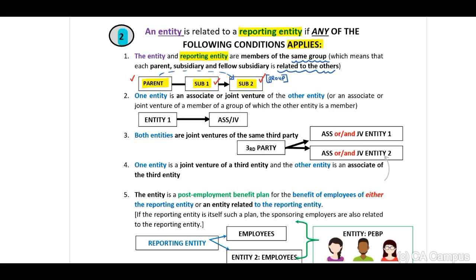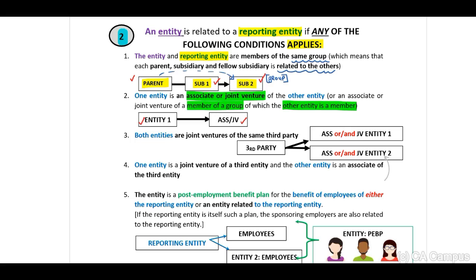Therefore, the reporting entity in this diagram can either be the parent or subsidiary 1 or subsidiary 2. Number 2, one entity is an associate or joint venture of the other entity, or an associate or joint venture of a member of a group of which the other entity is a member. Therefore, again, guys, where one entity is an associate or joint venture of the other entity, this associate or joint venture and the entity will be related.